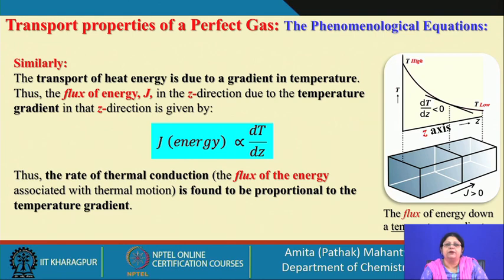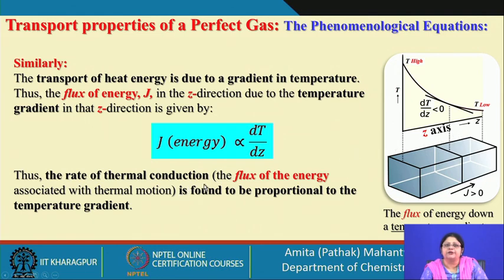Similarly, as we have talked about the flow of matter in terms of the flux of matter, similarly we have transport of heat energy, and that is due to the gradient in temperature. The flux of energy J in the z direction due to the temperature gradient can be said to be proportional to the temperature gradient along this axis.